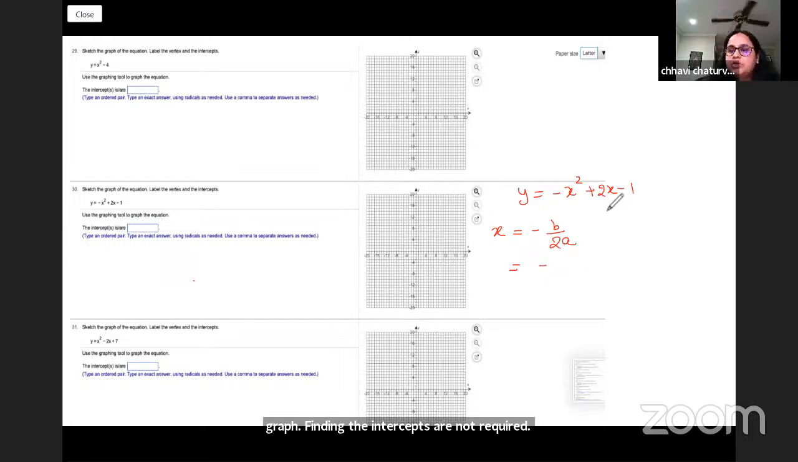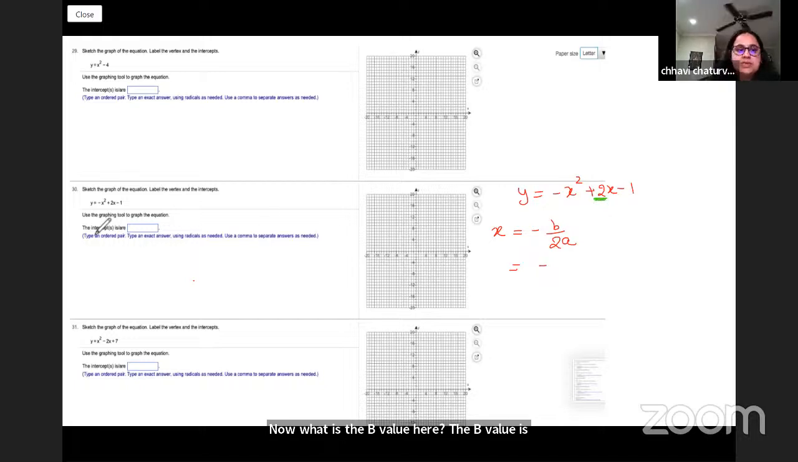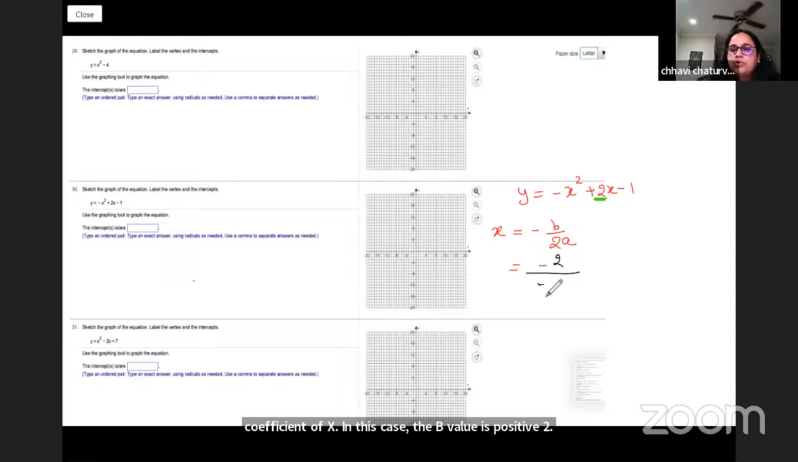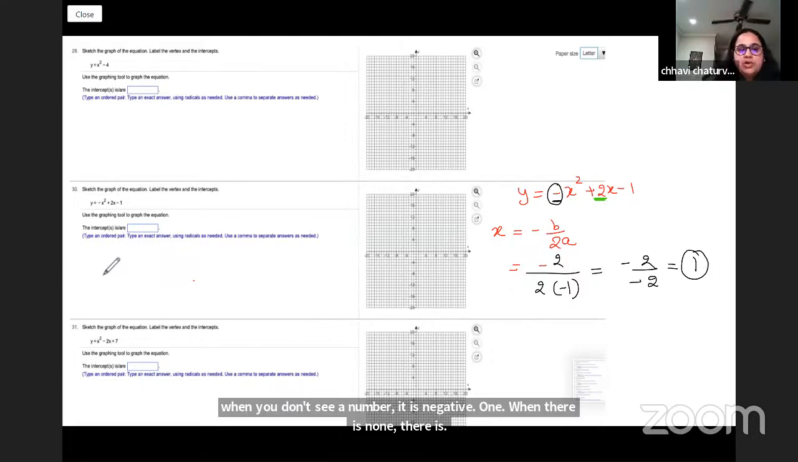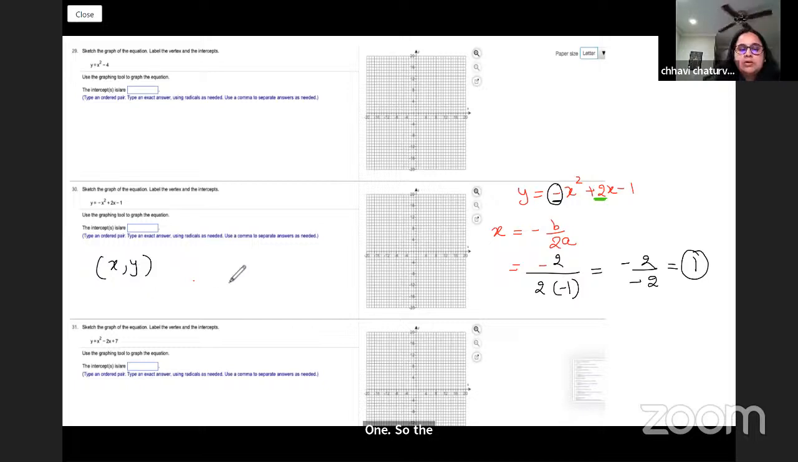The b value is always the coefficient of x. In this case, the b value is positive 2. So we will get negative 2 over 2 times, what is a? A is the coefficient of x squared. And when you don't see a number, it is negative 1. When there is none, there is 1. So the x coordinate of your vertex, in this case, is 1.